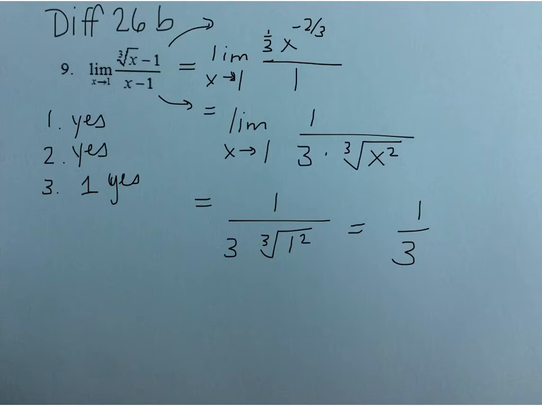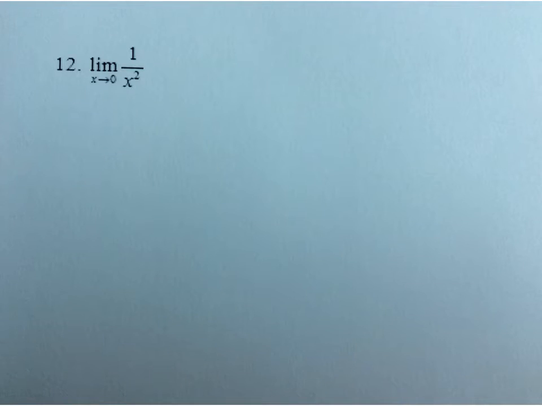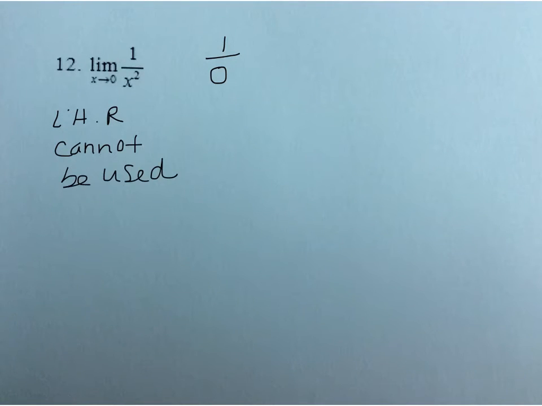Okay, so now we're going to move on to number 12. So in number 12, again, I've got another limit, and I want to take this limit as x approaches 0. So the first thing is, can I plug in 0? And when I plug in 0, I get 1 over 0 squared. So I can't do that, right? But that does tell me that L'Hopital's rule cannot be used. And that's because the first requirement of L'Hopital's rule is that you get 0 over 0. I don't get 0 over 0, I get 1 over 0. So that can't happen.